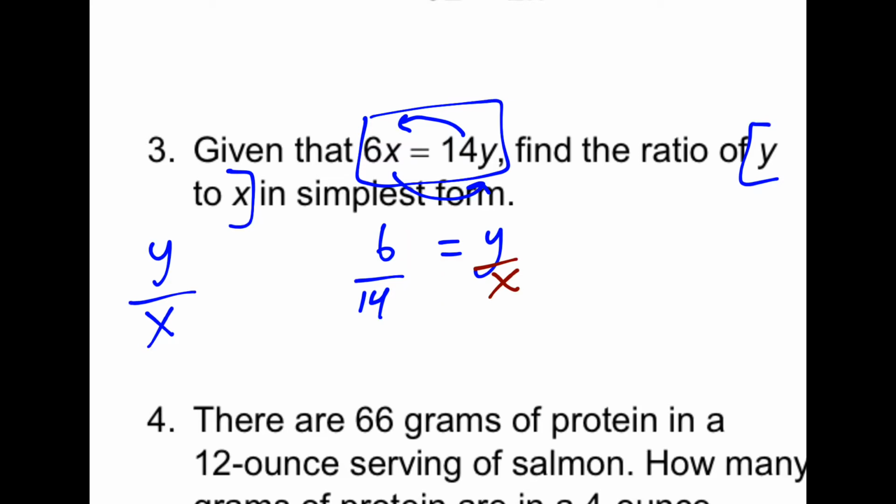The last question to ask is, can we simplify this at all? It turns out if we divide both by 2, we get 3/7. So that is our answer, the ratio of y to x in simplest form, 3:7.